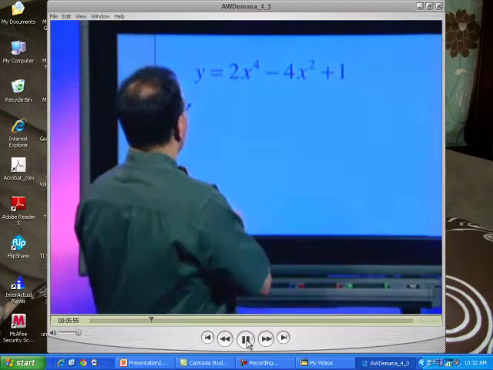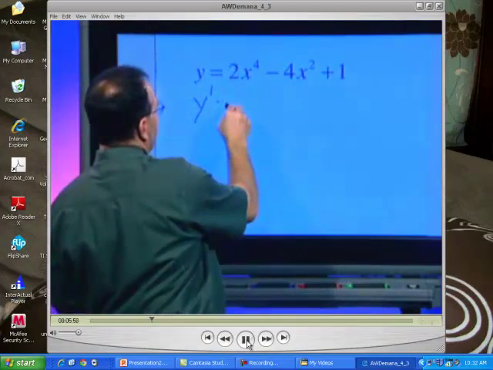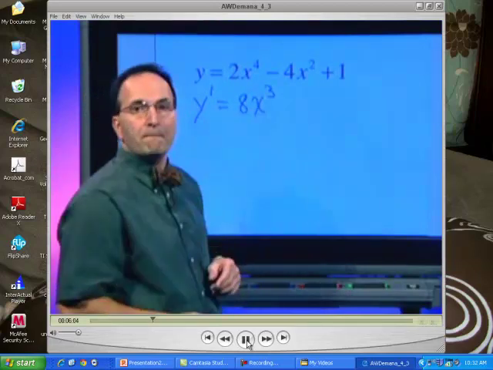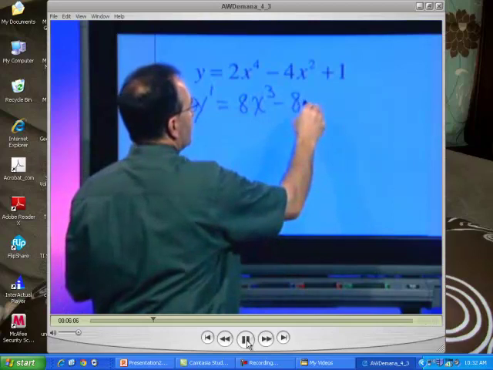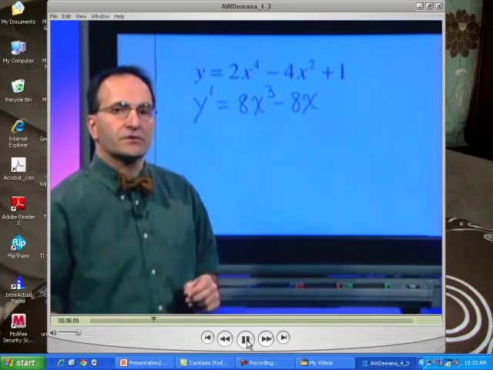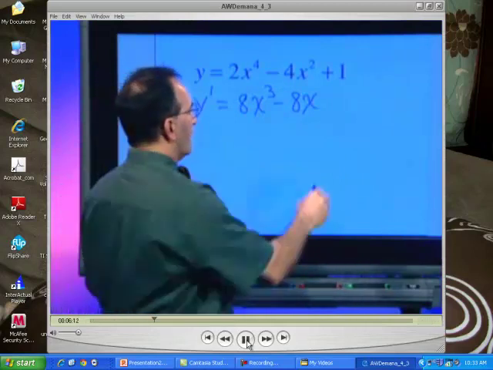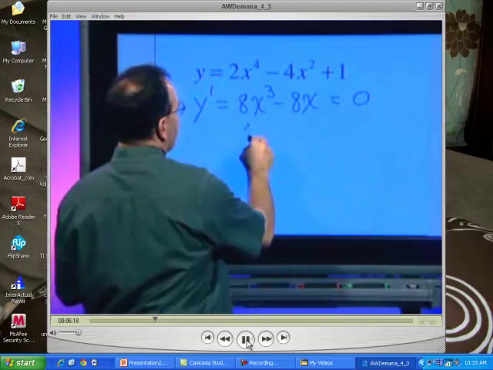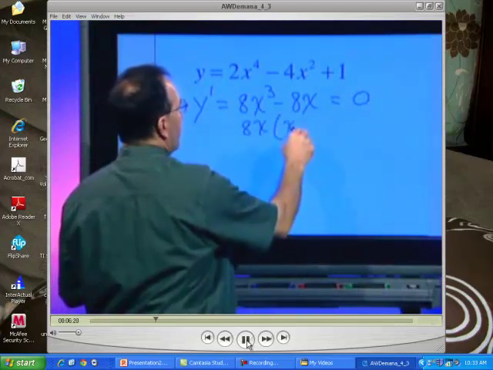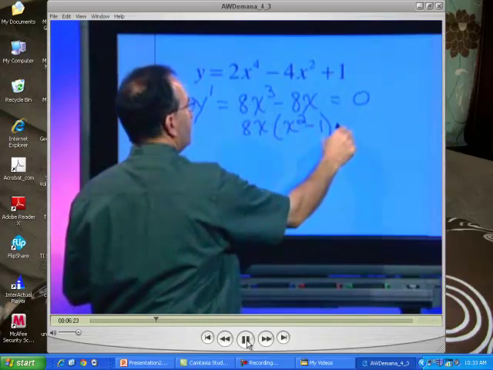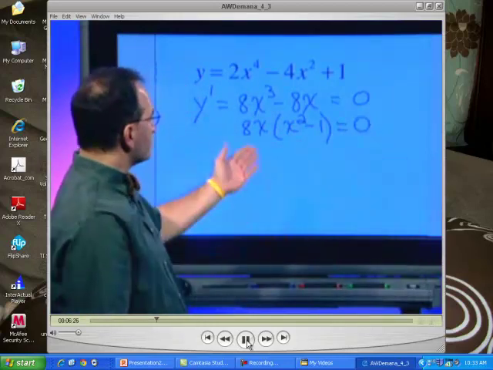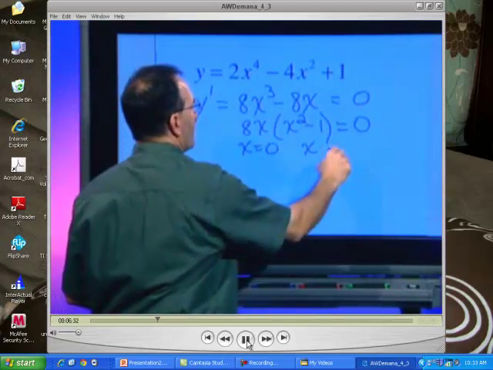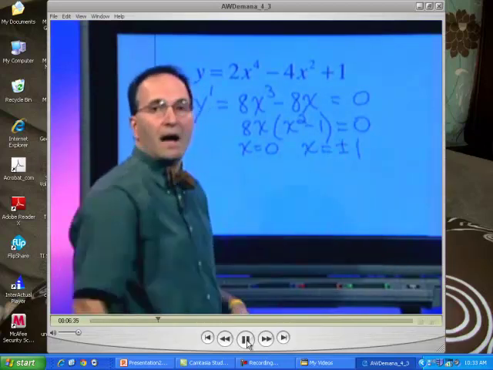So let's find y prime equals, well, this would be 8x cubed minus 8x. And now for the first derivative test, we need to know when that is equal to 0. So we set it equal to 0 and solve it. I can factor out 8x, which leaves me with 8 times (x squared minus 1). So my two factors lead me to say that x equals 0, and x equals plus or minus 1.